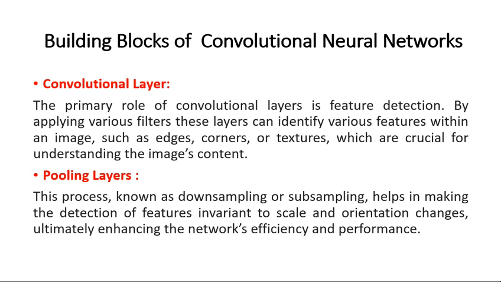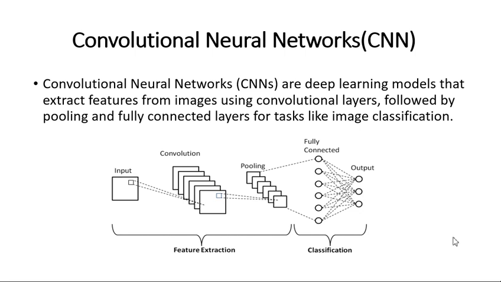So now we are going to discuss the concept of building blocks of convolutional neural networks. In the previous video, we discussed what convolutional neural networks are. The convolutional neural network is one variant of the neural networks. It is especially used for image classification.